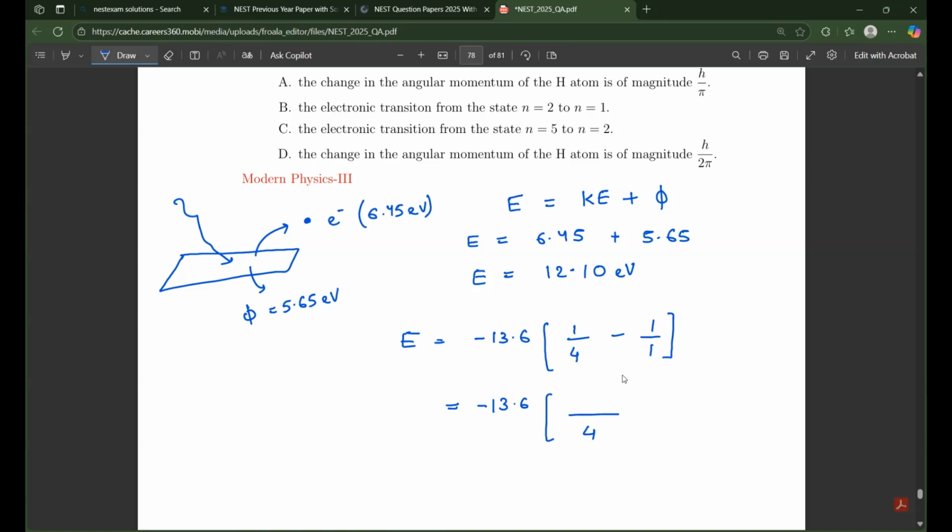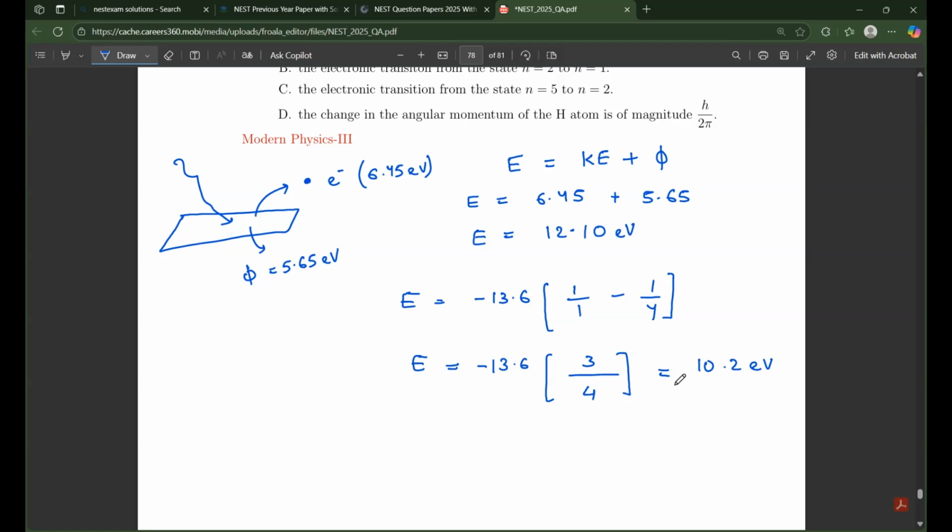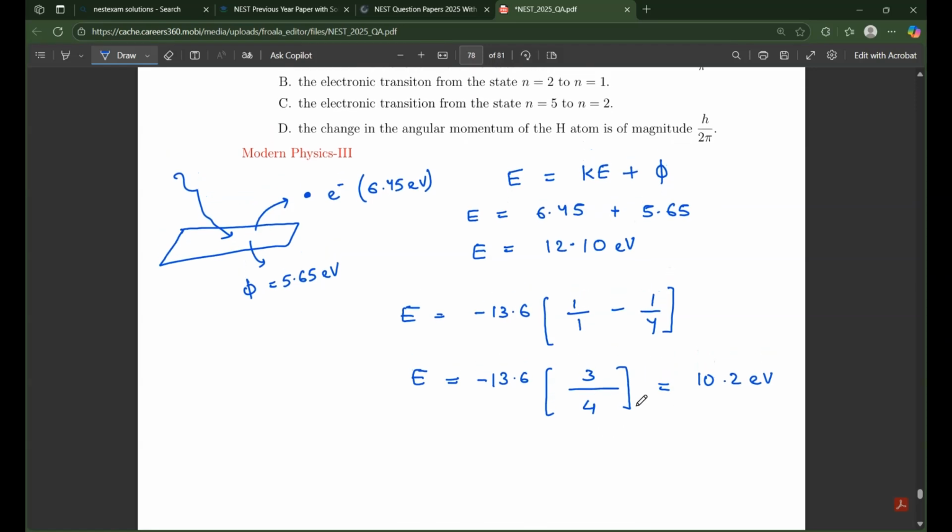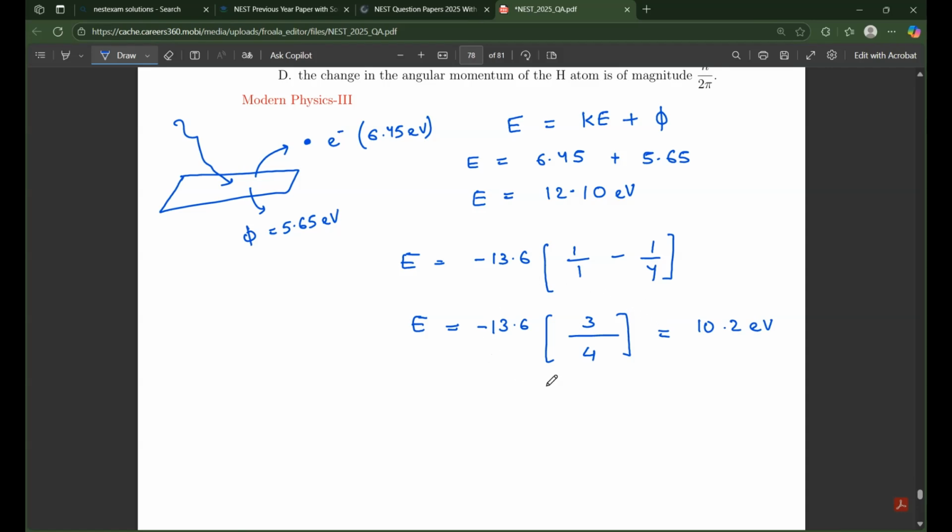Sorry, I said final is 1, initial is 2. So that means the final will be 1 and initial will be 2. So this gives 1 minus 1 by 4, that is 3 by 4. Based on this, the energy will come out to be 13.6 divided by 4, 3.4 into 3. That means 10.2. 10.2 will be the energy of the photon emitted when this transition happens. But it says 12.1. That means it must be greater than this.